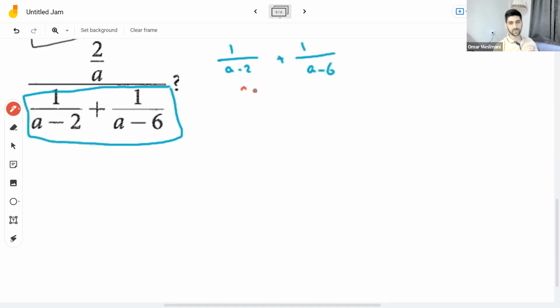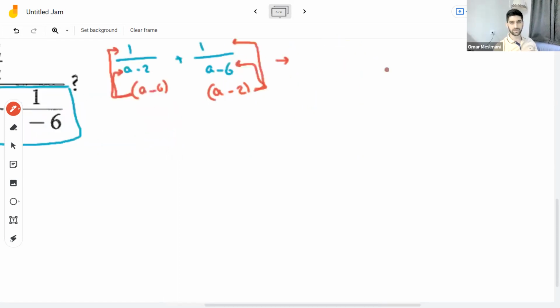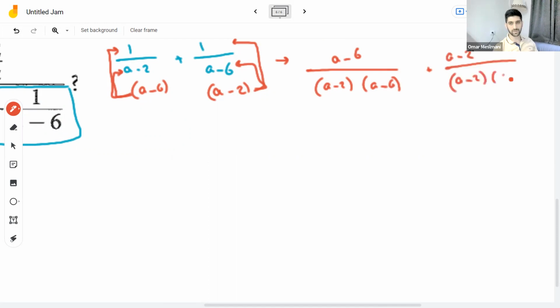So I'm going to multiply a minus 6 here, and I'm going to multiply a minus 2 there. So a minus 6 with the numerator and denominator, a minus 2 with the numerator and denominator. If you multiply a minus 6 by 1, it's just a minus 6. Plus a minus 2 times 1, it's a minus 2, over a minus 2 multiplied by a minus 6. All right?